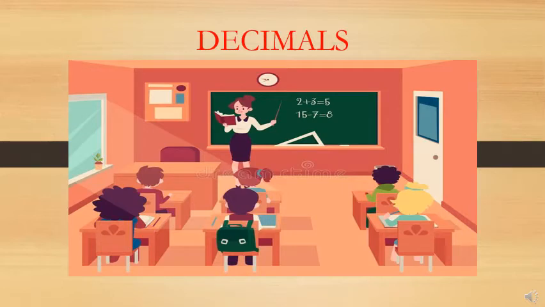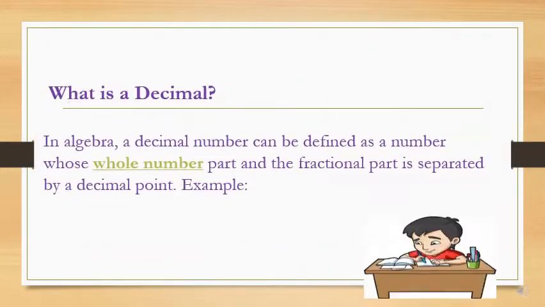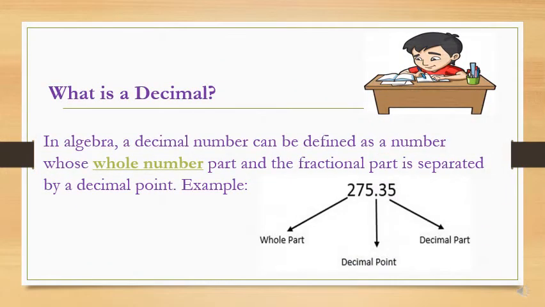Now we start our next topic, that is decimals. So what is decimal? In algebra, a decimal number can be defined as a number whose whole number part and the fractional part is separated by a decimal point. For example, 275.35 is a decimal number.